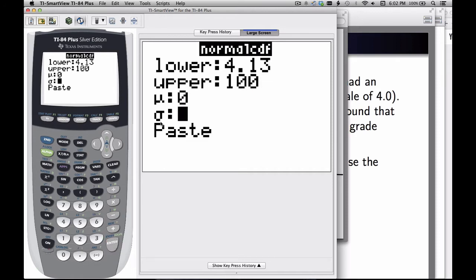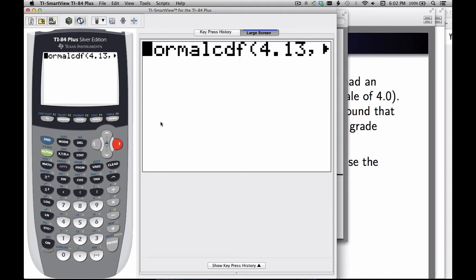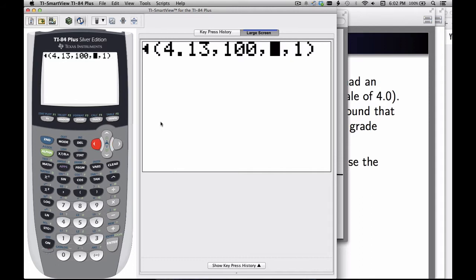Okay. Now your calculator might not look like this. Yours is probably going to just show the normal CDF like this, and then you put your lower bound, you put your upper bound, and then you put your mean and standard deviation. Now these last two options are optional. You don't have to put those there, and in fact the default values are 0 and 1. So if I wanted to, I could just delete 0 and 1 right here.